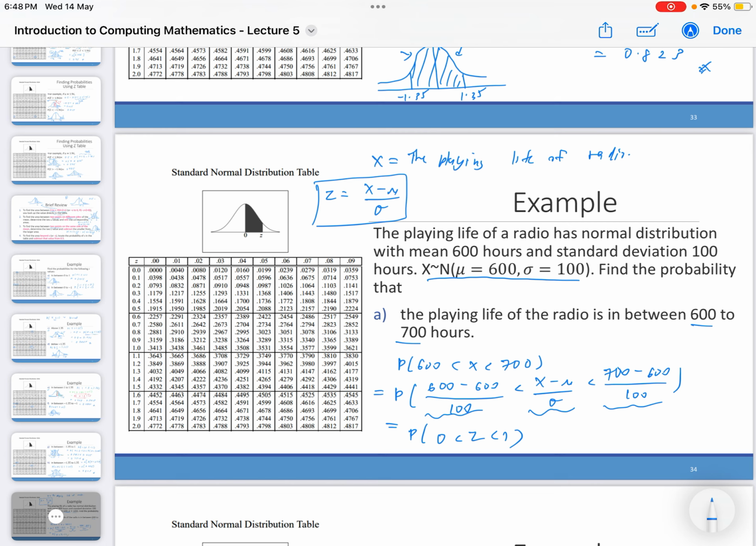Once we have this, we can draw the bell-shaped curve. We have 0 and then we have 1, and we want to find the probability in between. This probability we can look up directly from the table. We look for 1.00, which is this one. So this equals 0.3413.